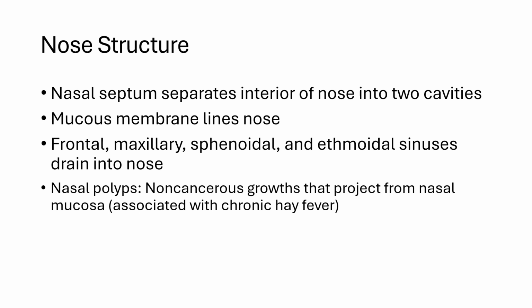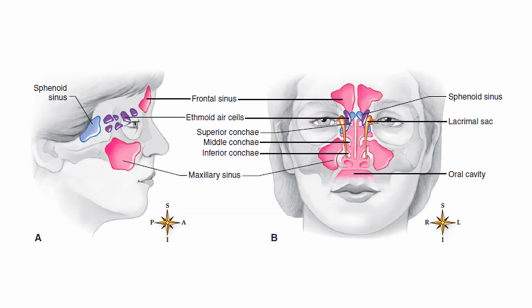Nasal polyps, not everybody has these, but I just kind of wanted to talk about them. They're basically these non-cancerous growths that project from the nasal mucosa, and they're usually associated with things like chronic hay fever. And here you can see a picture where we've got the split between the two sides of the nose, and then you can also see the different sinuses.